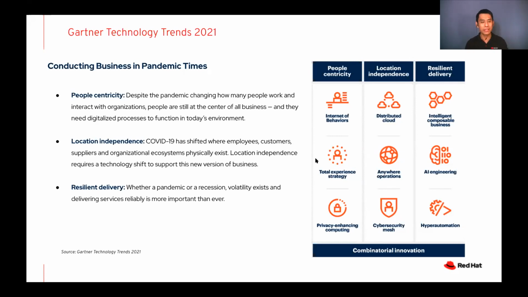The last is resilient delivery. We always talk about CI/CD, we always talk about DevOps, but in this volatile time, digital services consumption is so rapid. Things are being pushed out more frequently than before. How do we react quickly, at the same time providing quality service for our consumers?